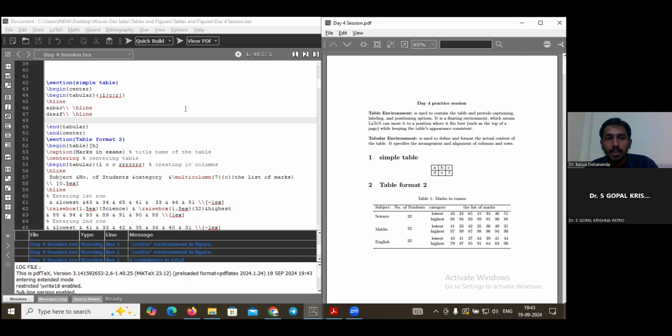Now coming to the table format 2. In this table, how many columns are there?